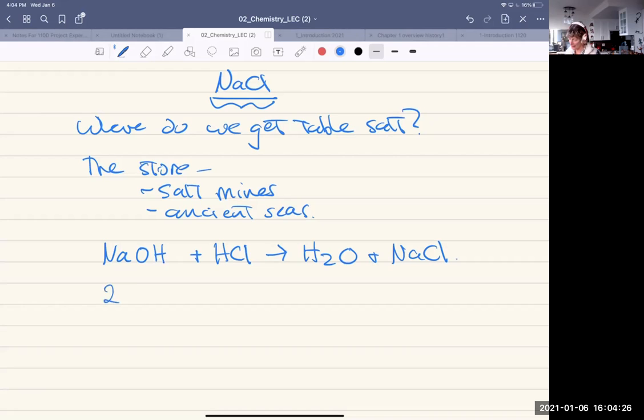Or you could take 2Na plus chlorine, and you'd get NaCl. But you'd have to burn it. You'd have to burn the sodium in the presence of chlorine in order for that to work. Also, a laborious kind of way of getting table salt.